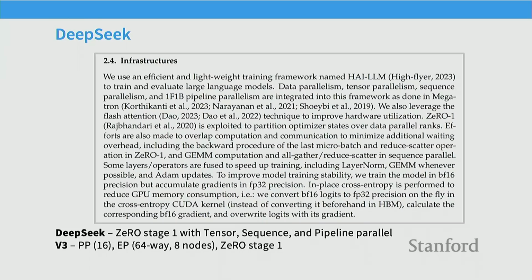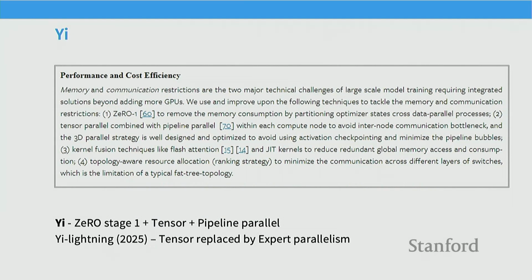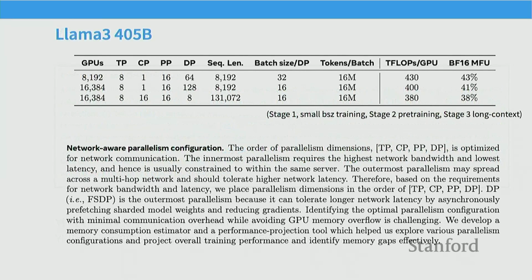V3 actually does something slightly different. They do 16-way pipeline parallel, 64-way expert parallel, which is kind of like tensor parallel, and then ZeRO stage 1 for their data parallelism strategy. Yi, which is another Chinese model, does, once again, ZeRO stage 1, tensor and pipeline parallel. And Yi-Lightning, because they're doing MoEs, replaces tensor parallelism with expert parallelism.